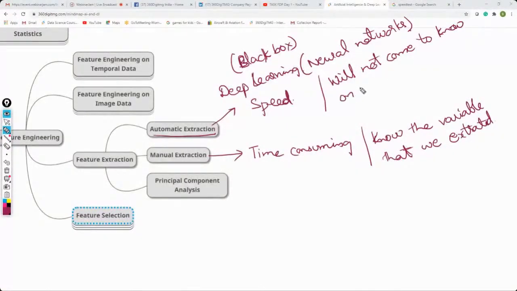what new features were extracted. You know in the manual process that it is log of debt by log of income. But here you'll not come to know what the new features are which were extracted. That's the challenge.